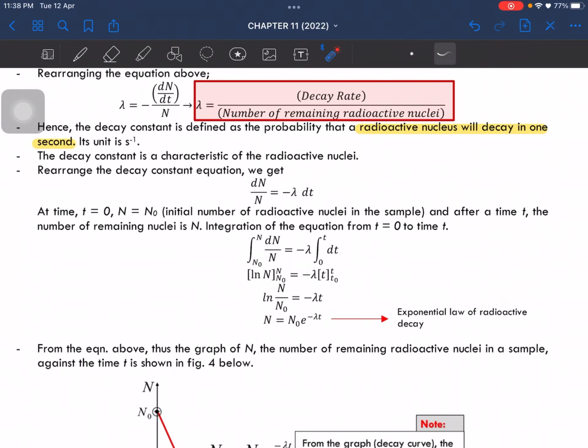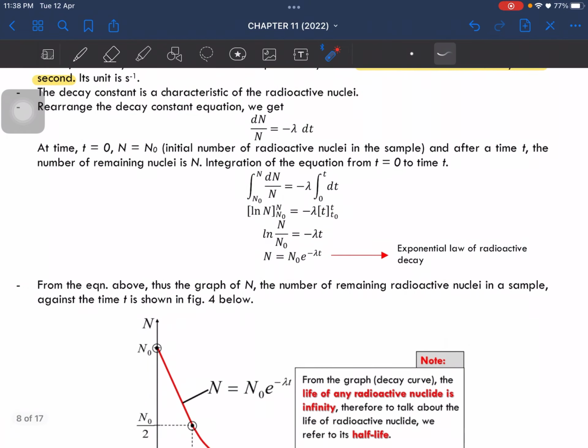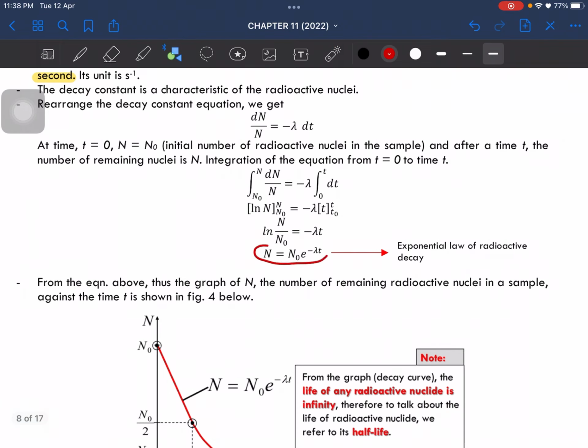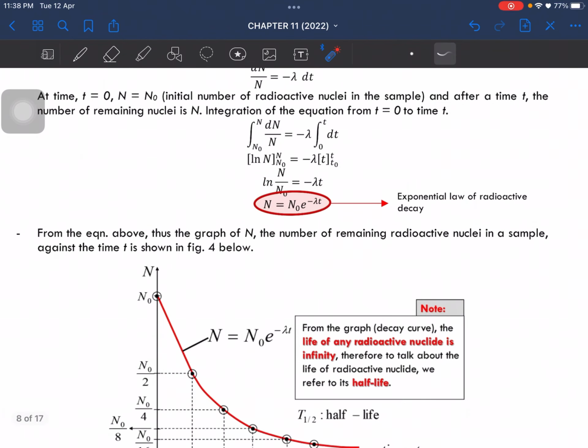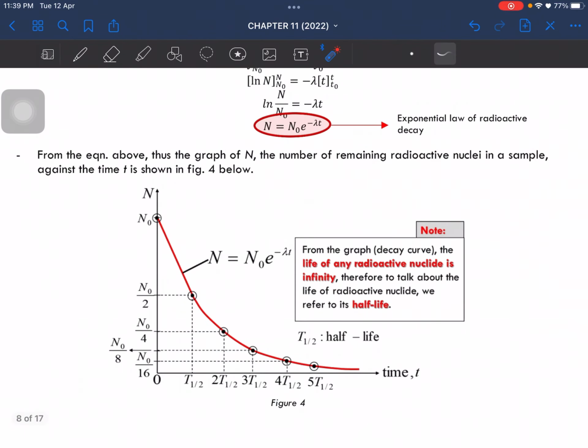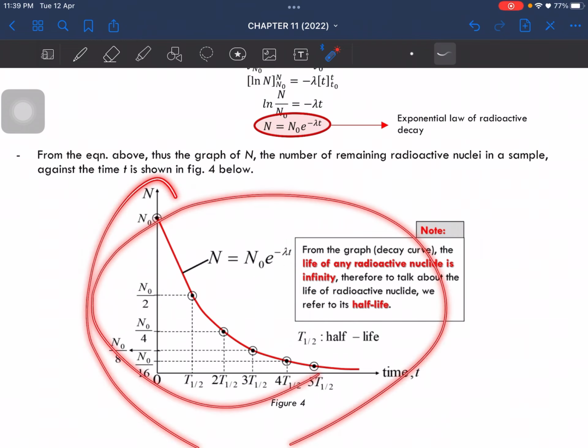So if we rearrange the decay constant equation, we get this. Okay, so if we integrate this, this one in terms of N and this one in terms of time, we then get the equation here. Okay, so this equation is the exponential law of radioactive decay. Okay, so this equation can be drawn graphically, which is the one shown here.